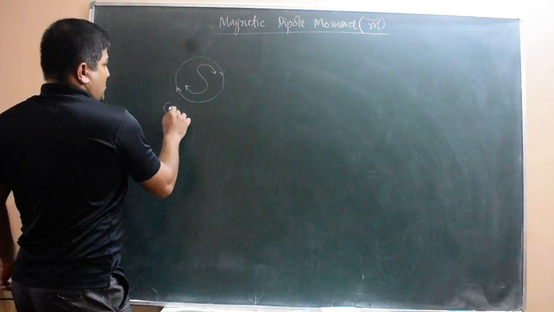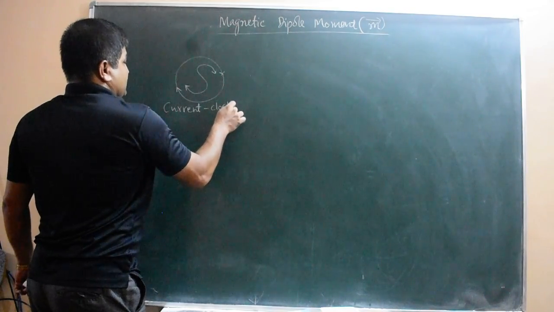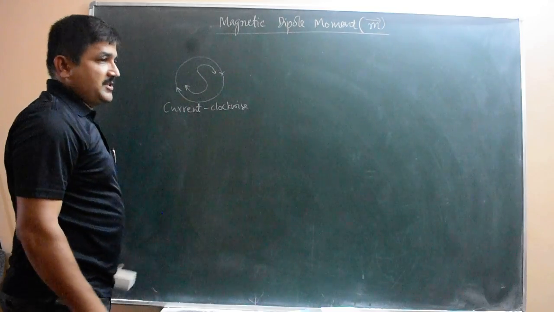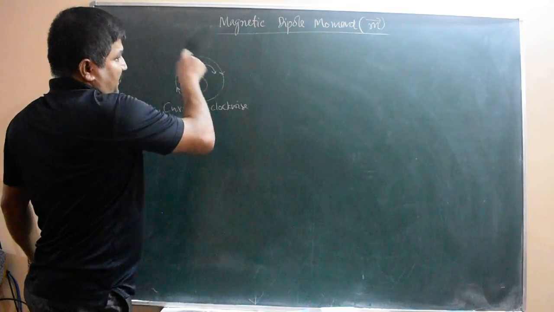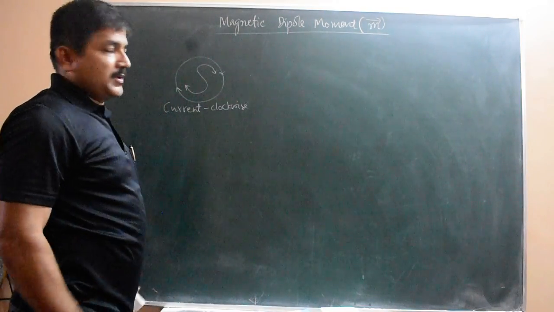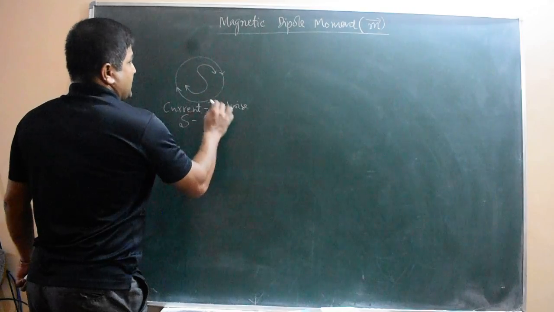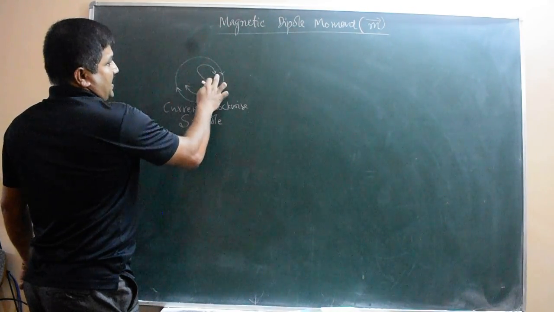So the current is clockwise. The face of the loop from which we are seeing the current as clockwise behaves like a south pole. Okay, south pole. So here you see the letters, the ends I have shown here.